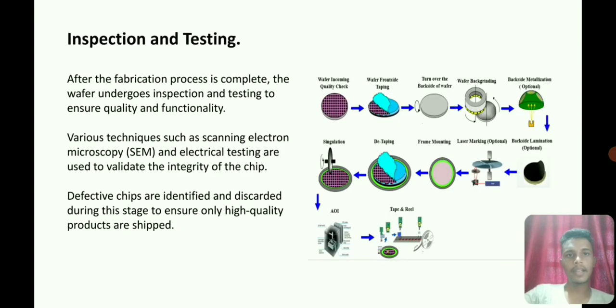And the inspection and testing. After the fabrication process is completed, the wafer undergoes inspection and testing to ensure quality and functionality. Various techniques such as scanning electron microscopy and electrical testing are used to validate the integrity of the chip. Defective chips are identified and discarded during this stage to ensure only high quality products are shipped.